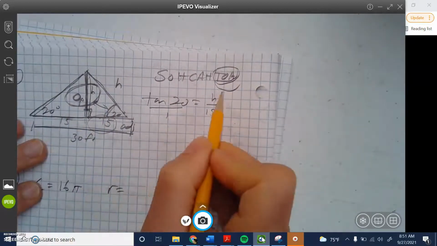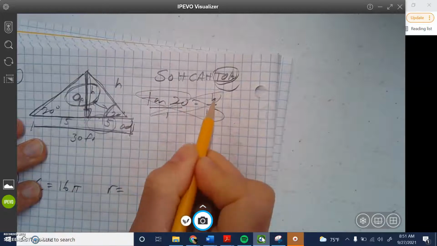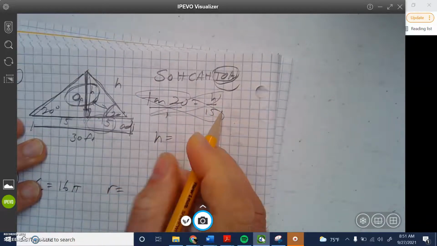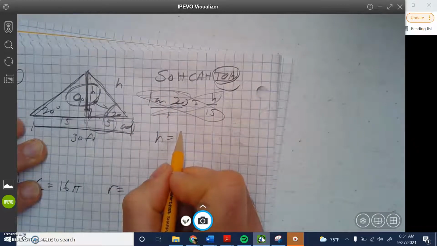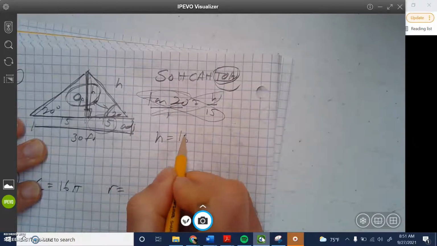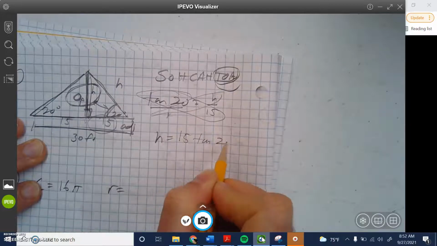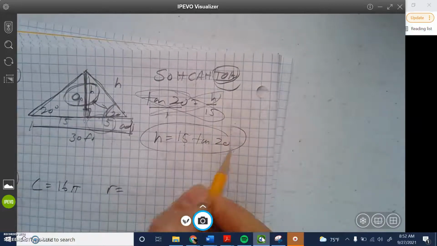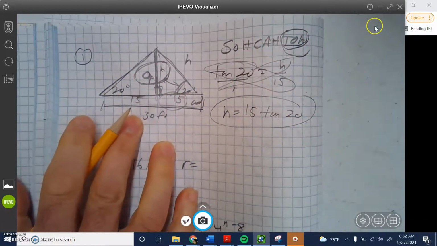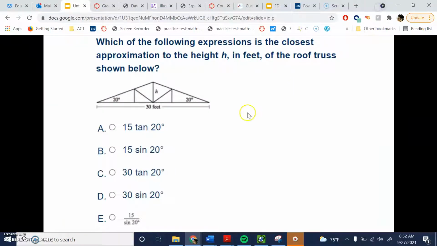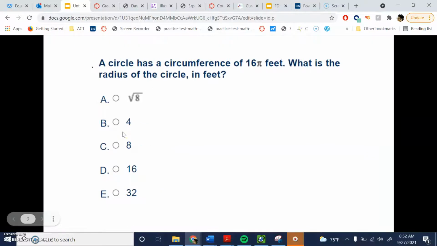How do you solve all these? You always cross multiply. H times 1 is H. 15 times tangent of 20. This is a number. It's like some decimal. So 15 tangent of 20 equals H. So that would be A. Nice job. Cool. Let's try the next one.